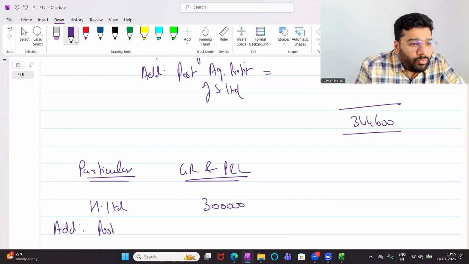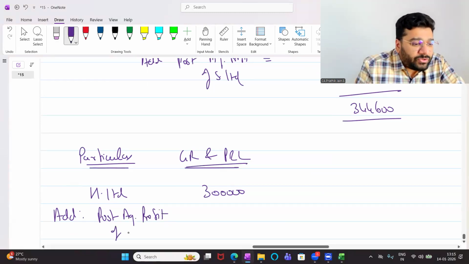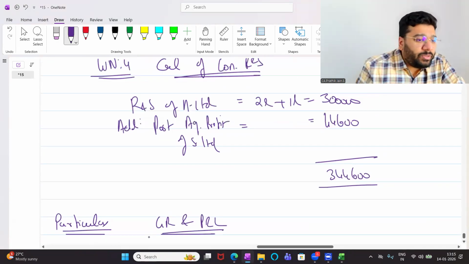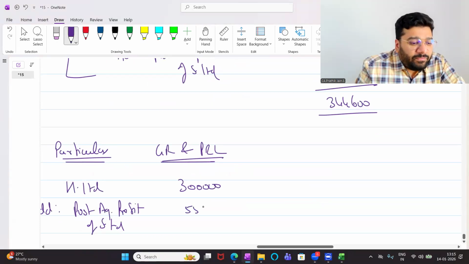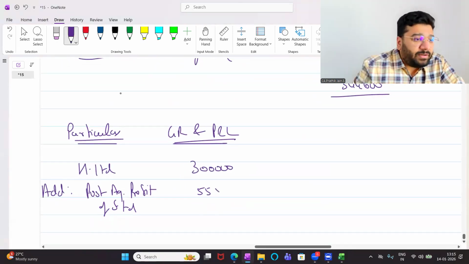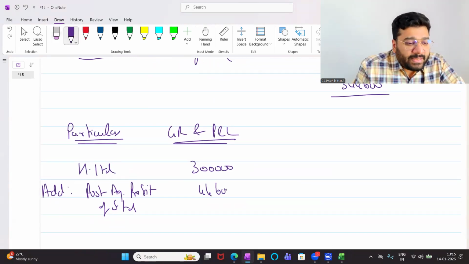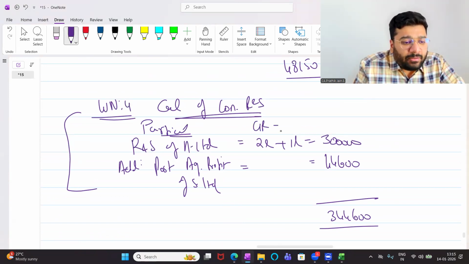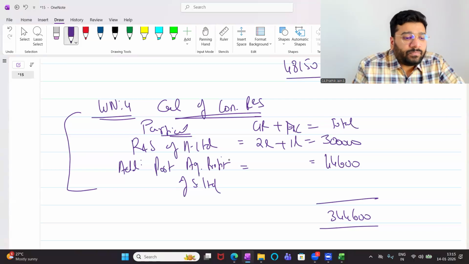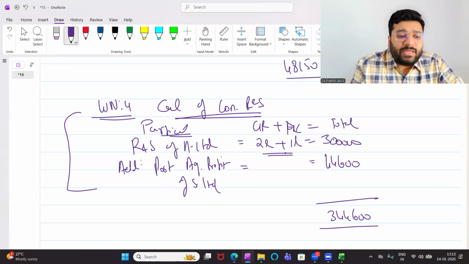Add post acquisition profit of S Limited. So basically, this is what you're supposed to repeat. Which is how much? 55? Sorry, 44,600. All I'm telling is in this working note, what you can do is this itself is correct only. Particulars. You can put GR plus P&L. This is total. So for holding we have the breakup. How much is GR, how much is P&L?